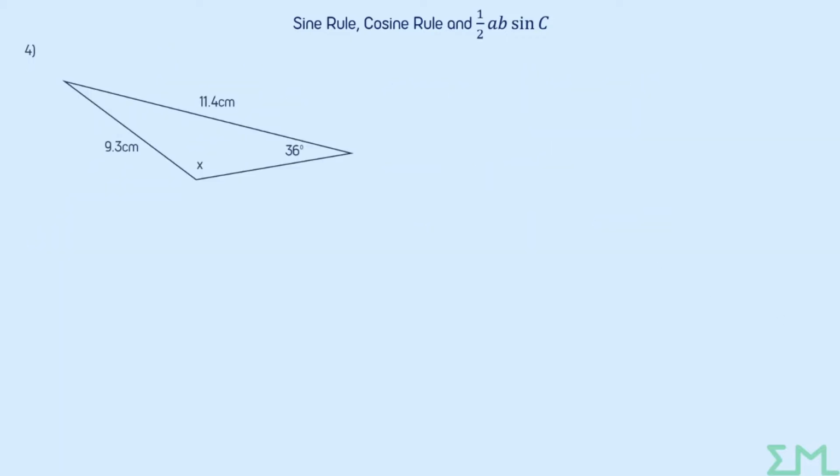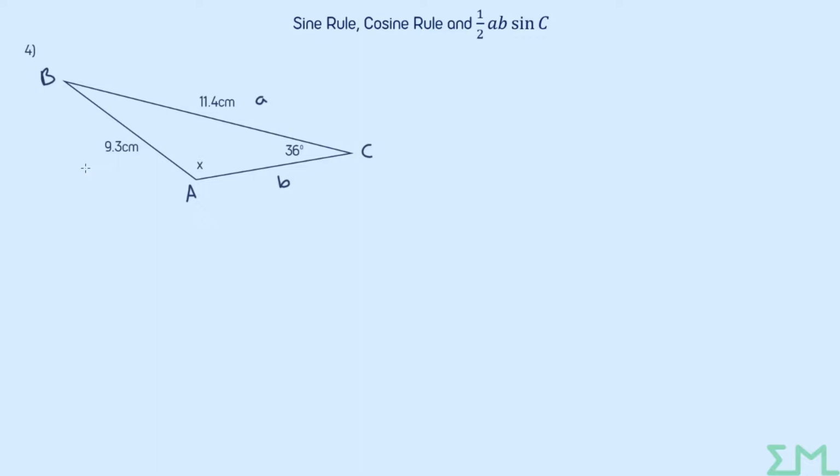Okay. All right, question 4. Now, if you're just about to pause, just hold on a second. I will warn you, you need to be very careful in this one. We are actually going to meet the ambiguous case of the sine rule in this question, so maybe just bear that in mind before you start. Okay, so let's proceed as we normally would. I'm going to label my sides.